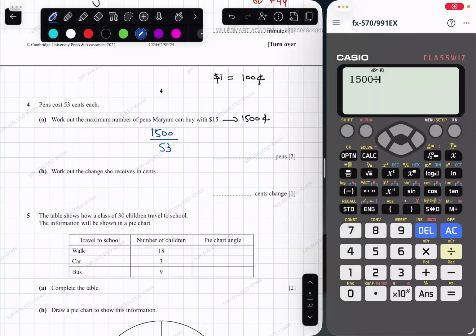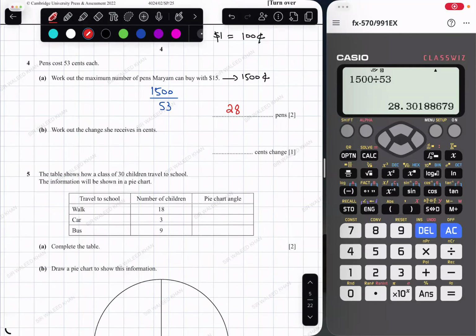1500 divided by 53. We have 28.3. Okay. Work out the maximum number of pens Mariam can buy. So it's obviously 28. She can't buy more than 28 because she can't buy a 0.3 pen, right? It should be a whole number, 28 pens.